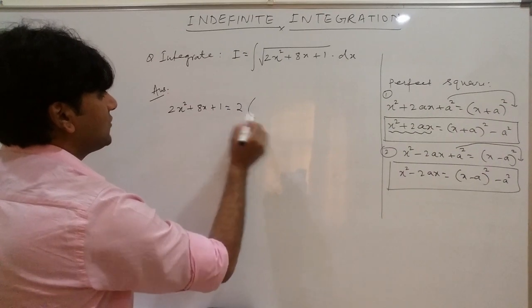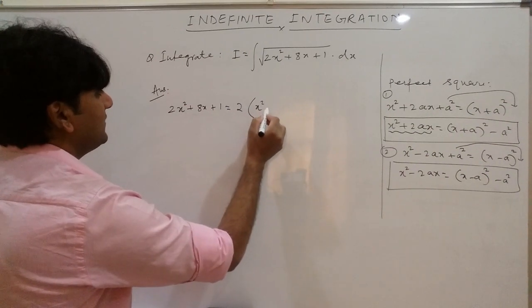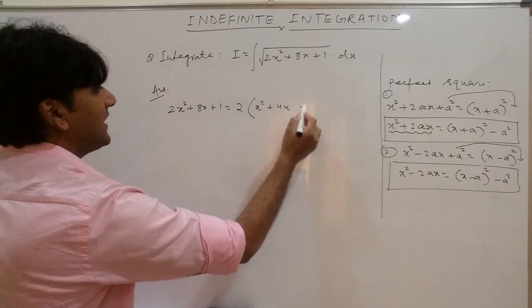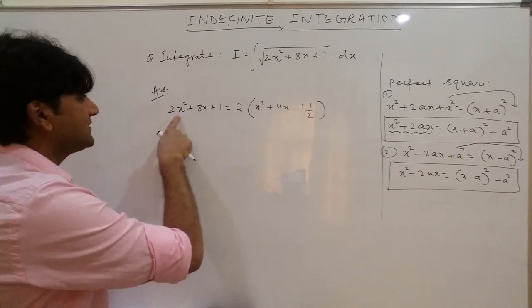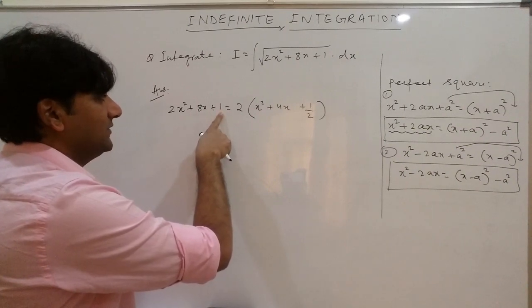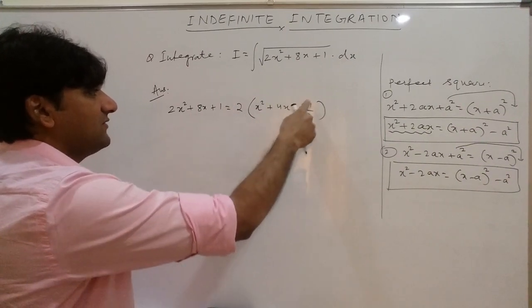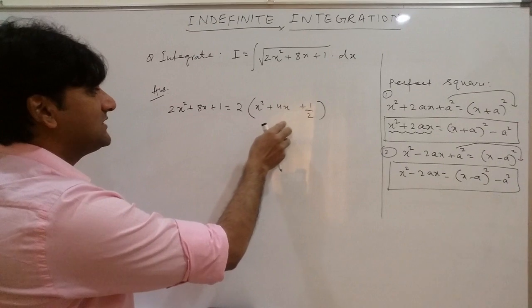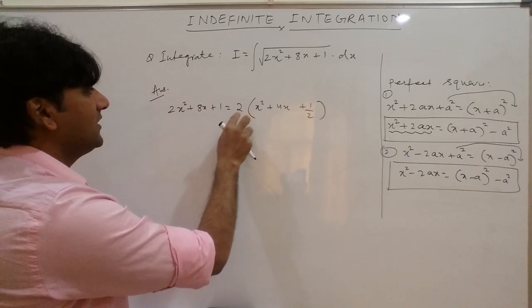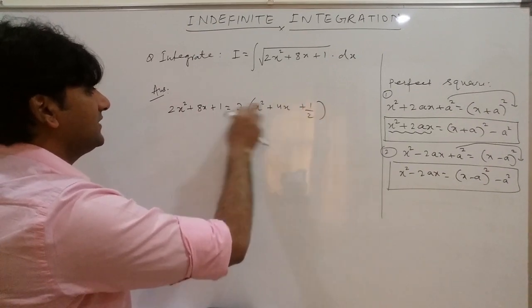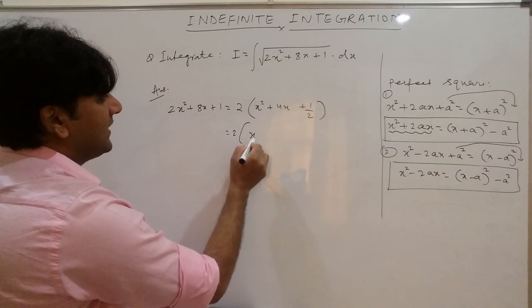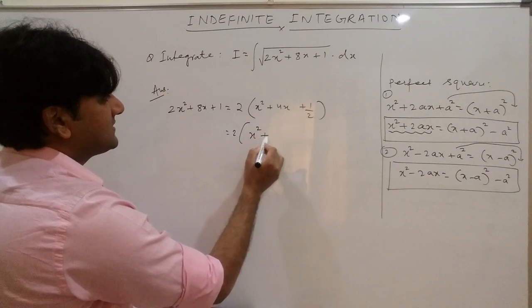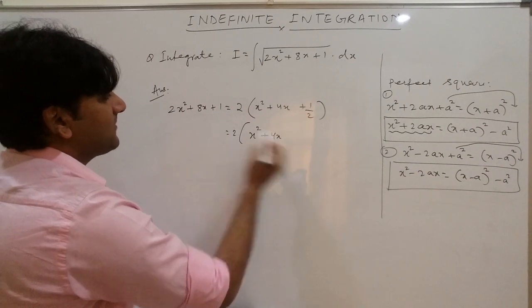So if I take 2 common, then here I will get x square plus 4x and plus 1 over 2. Why 1 over 2? Because this is 2x squared plus 8x plus 1. Here 2 is not available, but I have taken 2, so I have to divide by 2. If you again multiply, then you will get the same thing, 2x squared plus 8x, 2 times half, again 1. By the way, we got this. So this is 2, we have x squared plus 4x, okay.